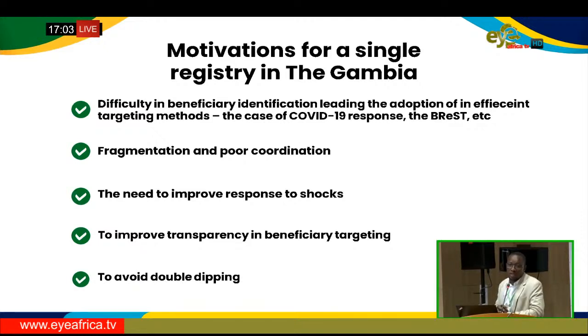Also, the need to improve our response to shock. When COVID struck, when we experience floods during the rainy seasons, there is no data to inform us about the characteristics of these areas that are affected, or the populations of these areas, so that we are able to plan our response better. So to have ready-made data in place that we could fall back on to understand the characteristics of these areas was also a reason.